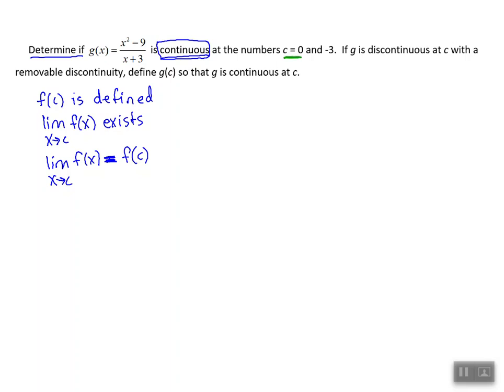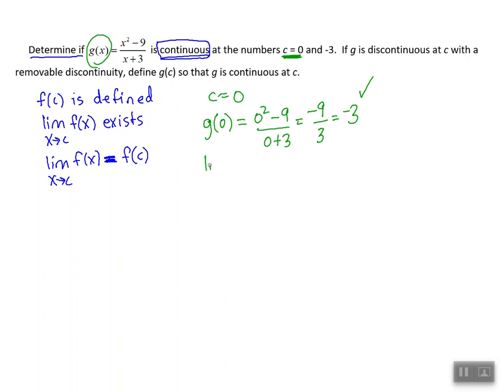Let's begin by looking at c equal to 0. So for c equal to 0, is f of 0 defined? Well, first of all, our function is not called f, so let's back up a sec. Is our function, which is named g of x, is g of 0 defined? Well, if I plug in 0, what do I get? 0 squared minus 9 over 0 plus 3. That makes negative 9 over 3, which makes negative 3. Yes, it is. Our function value is defined.